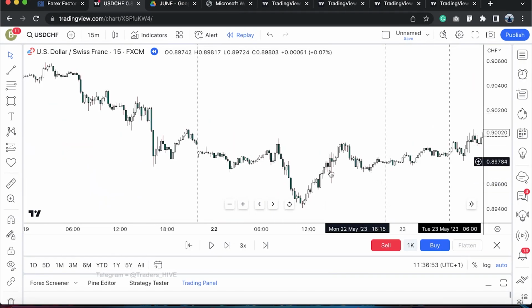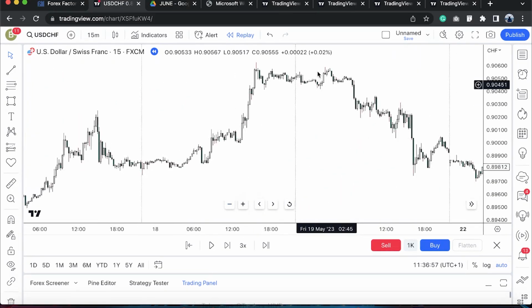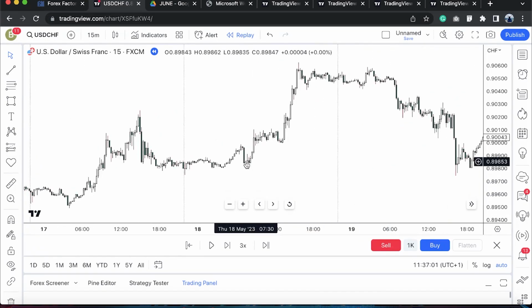This was a relatively unchanged day, so we're not interested in this one. This was a retracement day. We're not really interested in that one. This is a bullish day. London starts here, and again, I want you to see the repetitiveness of this.